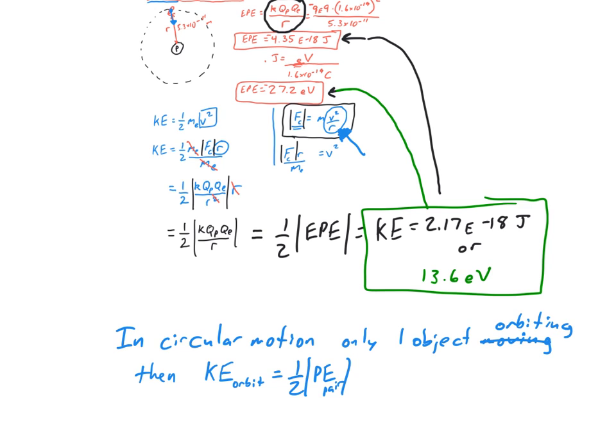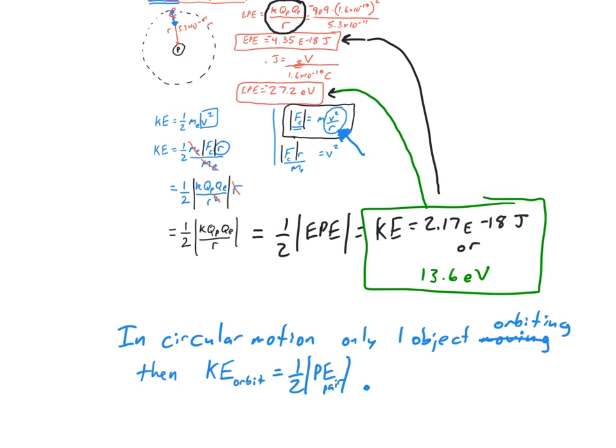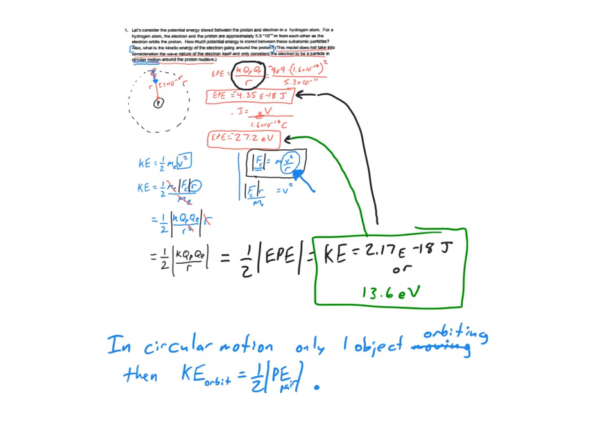This happens in circular motion for planets as well, as long as we're considering the circular motion of one of the planets compared to, say, the sun, or the kinetic energy of the moon relative to the Earth-Moon potential energy. Big takeaway right there. There's example problem number 1.